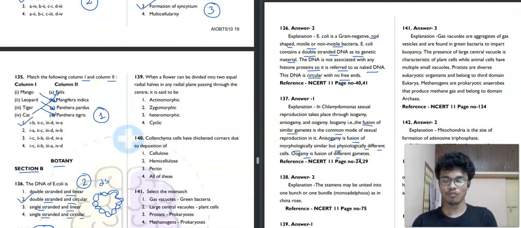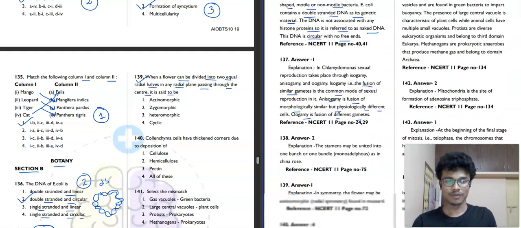Moving towards the next question, that is 139. When a flower can be divided into two equal radial halves in any radial plane passing through the center, it is said to be actinomorphic, zygomorphic, heteromorphic, or cyclic. So the first option will be your correct answer for this question. In symmetry, the flower may be actinomorphic, radial symmetry, found in mustard, that can be divided into equal halves in any radial plane passing through the center. First option will be your correct answer.